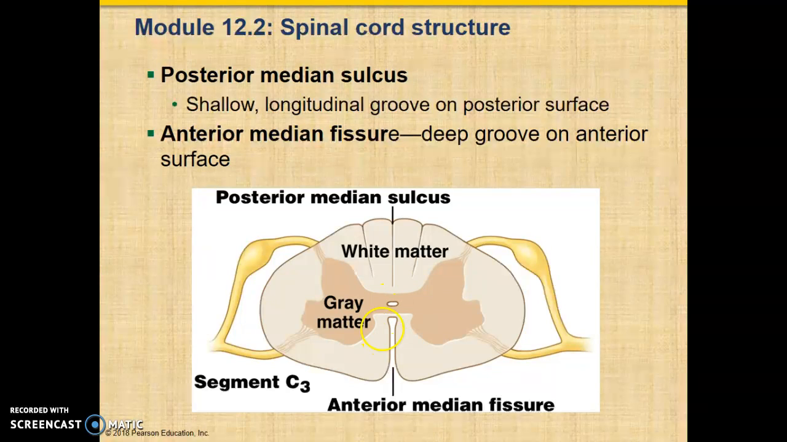More detail, there is a deep anterior median fissure on the anterior edge, so you've got to be able to recognize the spinal cord right side up. You'll notice the butterfly is right side up, and you'll notice this ganglion here on the posterior surface. So the anterior surface and the posterior median sulcus.